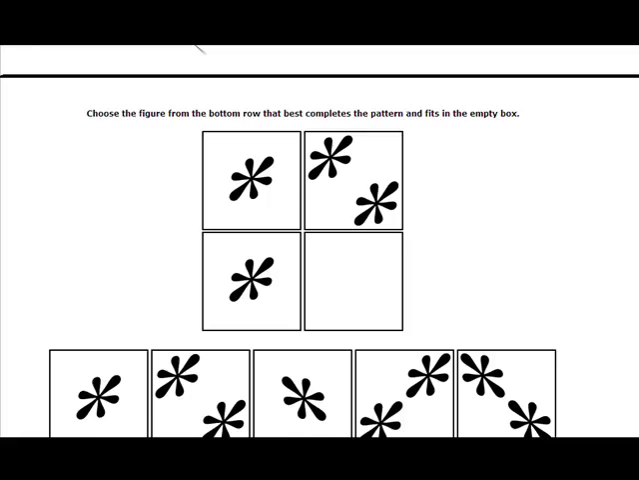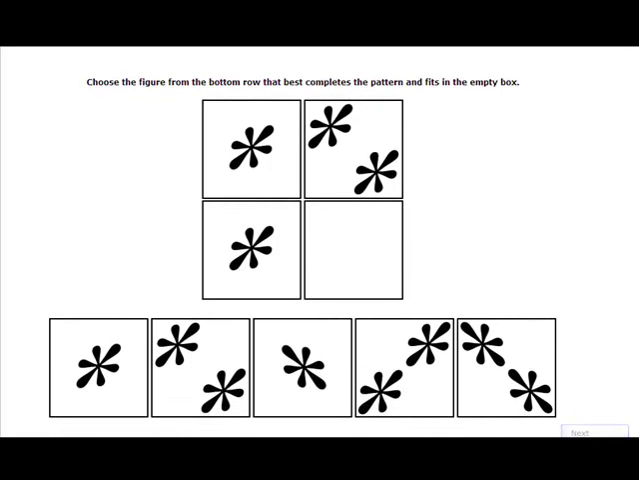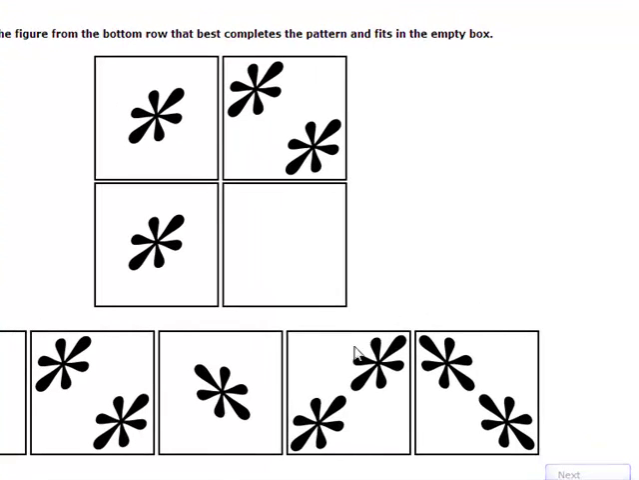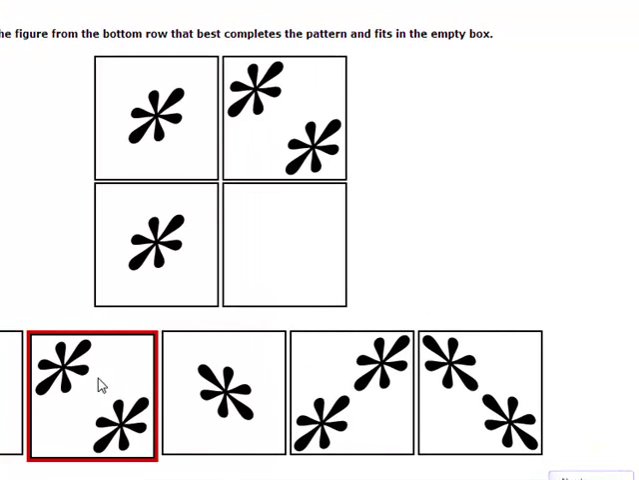And here's an item like that. Now we know pretty quickly it's going to be 2, but we have to have it in the right orientation, so the correct answer is here.